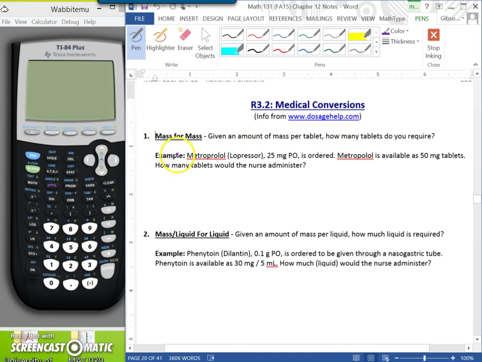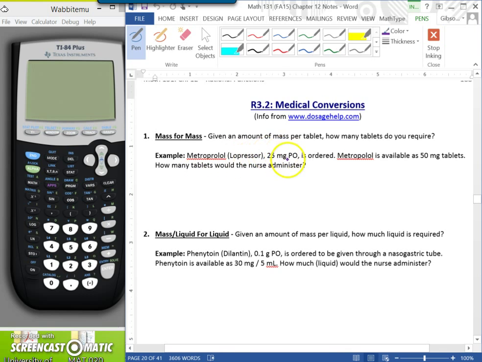Okay, now we have number one. It says mass for mass. Given an amount of mass per tablet, how many tablets do you require? Example, Metoprolol Lopressor, 25 milligrams PO is ordered. Metoprolol is available as 50 milligram tablets. How many tablets would the nurse administer?